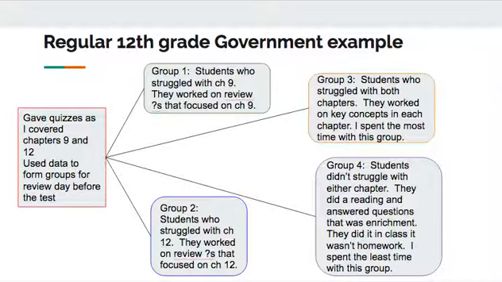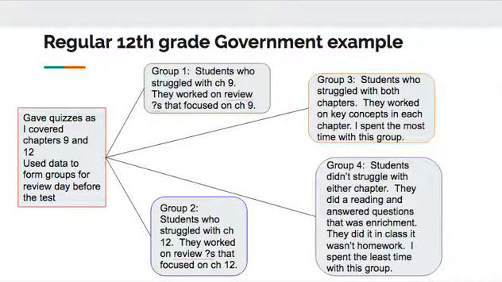And so what I would do for that review day is divide kids up into 4 different groups. Group 1 would be the students who struggled with chapter 9, and they would work on review questions that dealt with that chapter. Similarly, if you just struggled with chapter 12, you'd be in that group. Some students struggled with both, and so then I'd really have to whittle down and figure out what were the key concepts that they really need to focus on, and that would be the group I would spend the most time with.